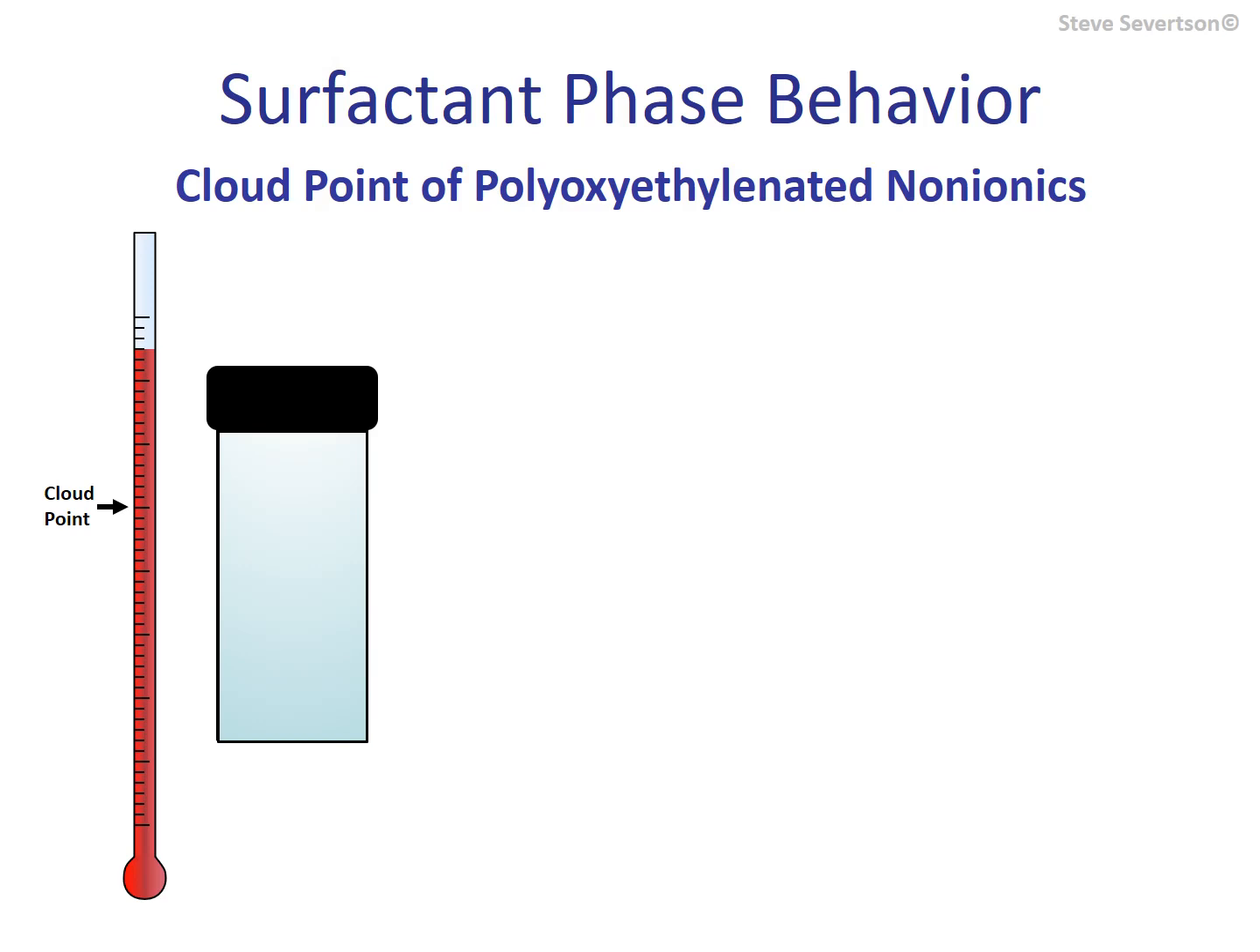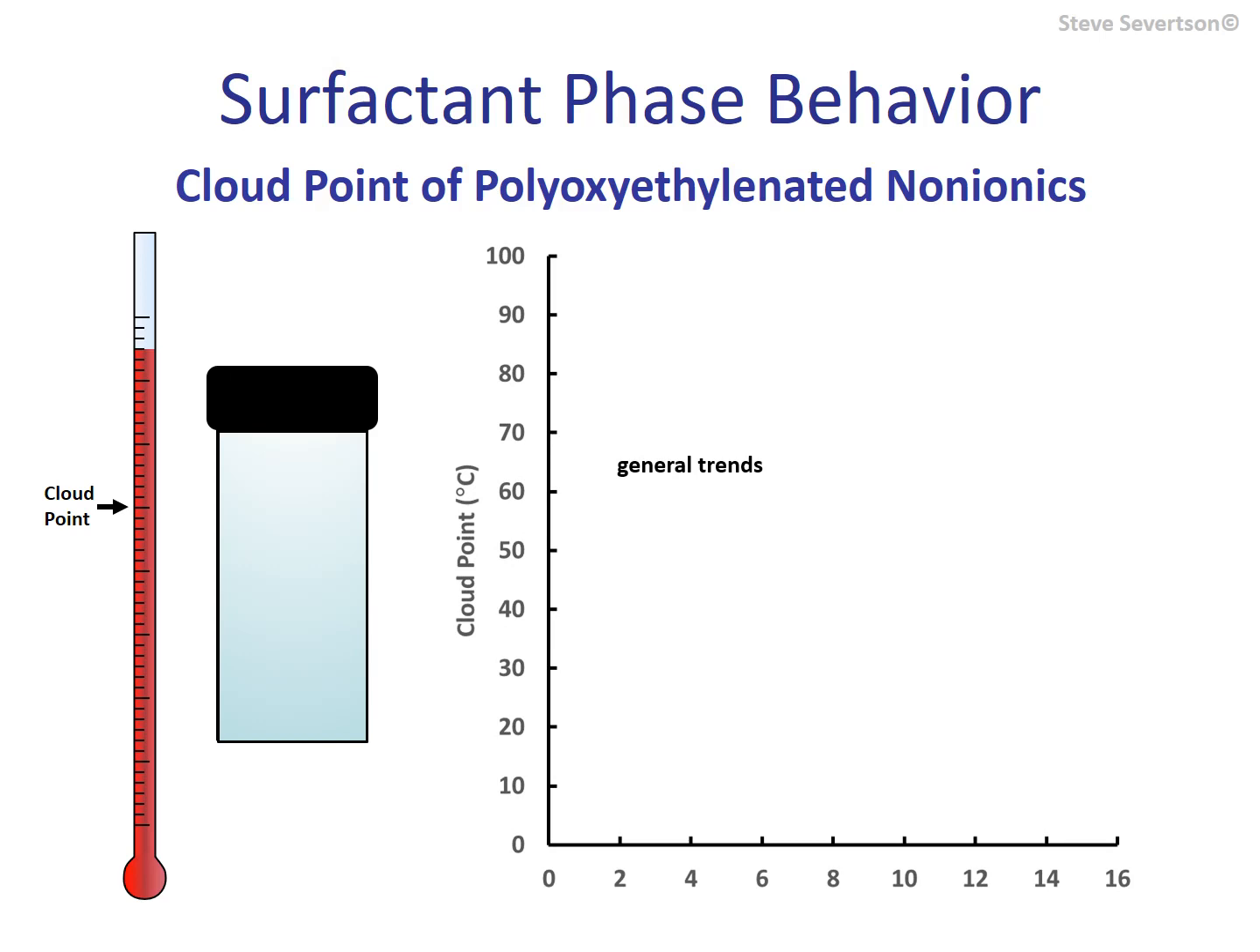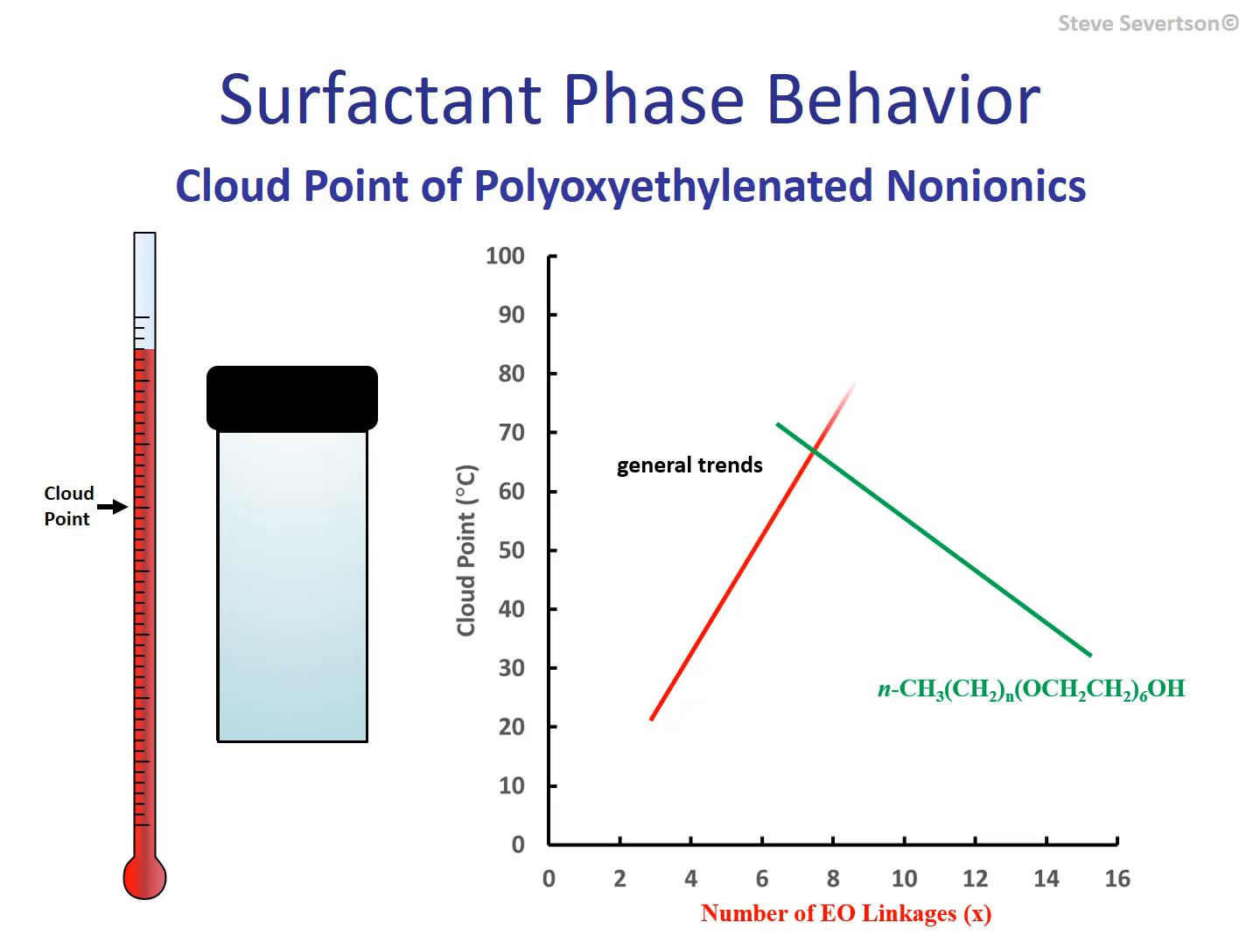This can be seen from the provided schematics, which show general trends for cloud points of alkyl alcohol ethoxylates. With a fixed number of ethylene oxide linkages, increasing the number of methylene linkages decreases cloud point, while fixing the number of methylene linkages and increasing the number of ethylene oxide groups increases cloud point.